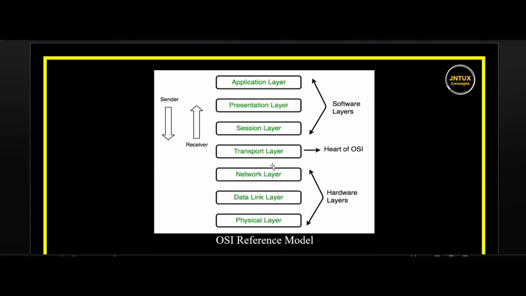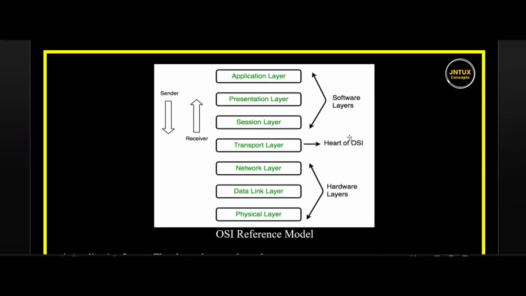So this is the diagram. You can refer to it for a better idea. You can also draw this diagram if a reference model or OSI layers question is asked in your exams. So the first one is application layer, next presentation layer, next session layer, transport layer, network layer, data link layer, physical layer.